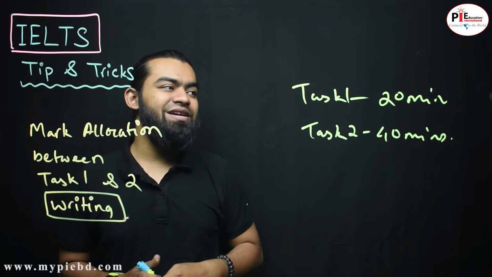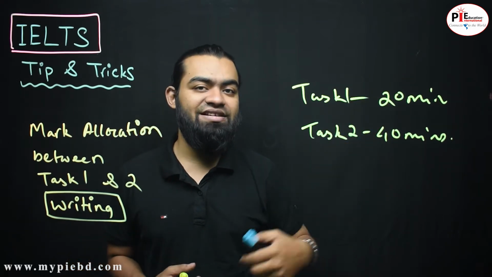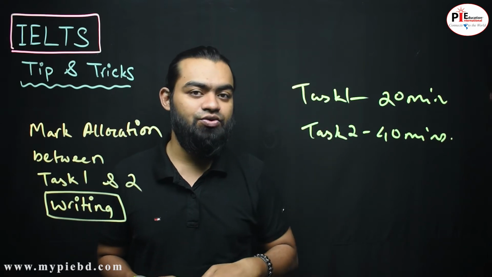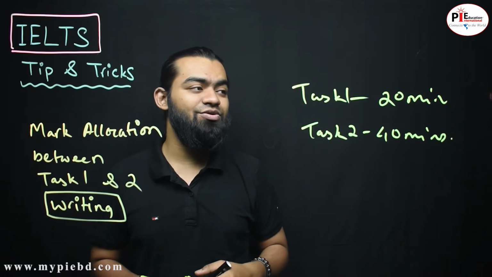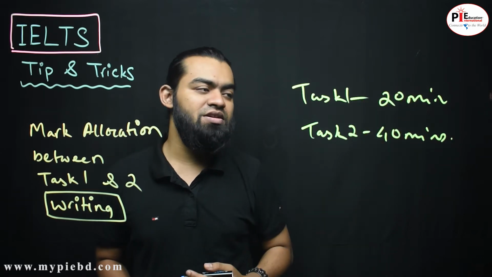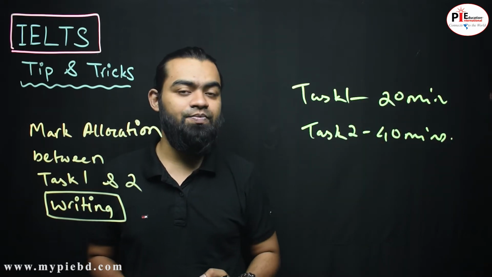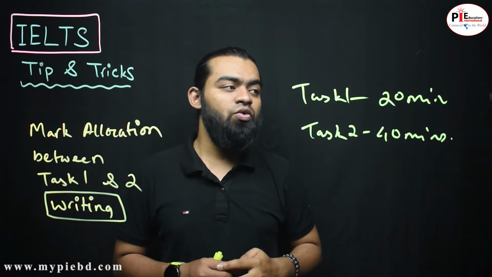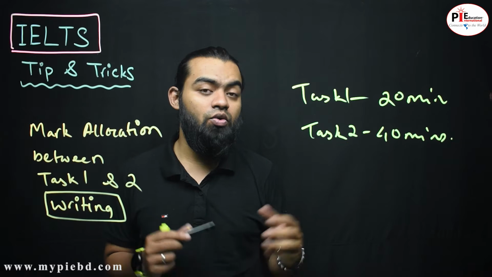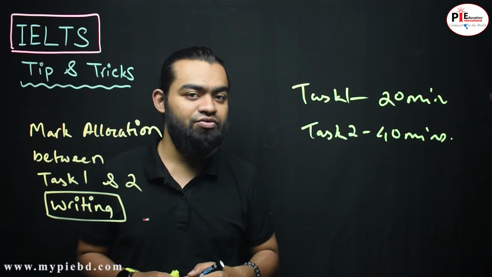The first thing to remember is that it is recommended, not mandated. So if you want, you can spend 30 minutes for task 1, 30 minutes for task 2. It's advisable though that you use around 15 minutes to complete your task 1 and then 45 minutes for your task 2. Now, what are the reasons behind it? Why do you need 20 minutes for task 1 and 40 minutes for task 2? Why not equal? Well, there are three important reasons why.